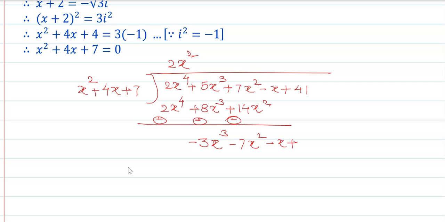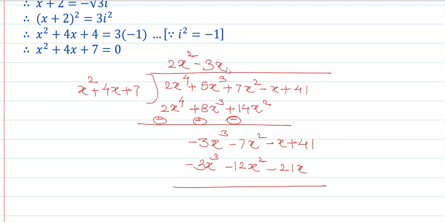Next, minus x plus 41. Again, to get the minus 3x cube, we have to multiply here minus 3x. Therefore, minus 3x into x square, you will get minus 3x cube. Minus 3x into plus 4x, you will get minus 12x square. Minus 3x into plus 7, you will get minus 21x.